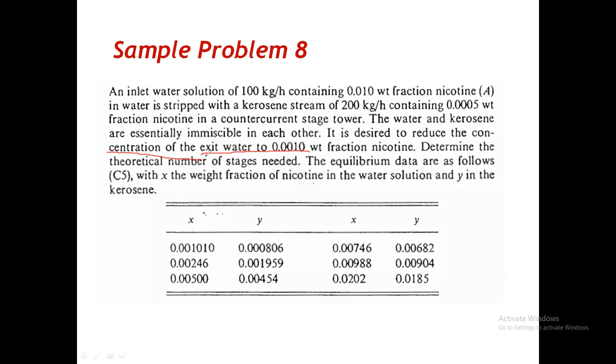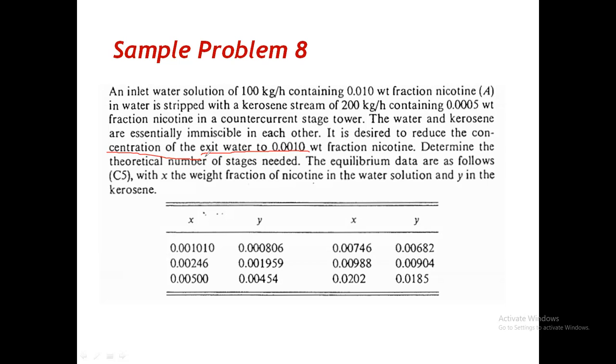So this refers to the composition of the raffinate. The exit water phase is the raffinate. The exit solvent phase is the extract. So we plan to reduce the concentration of this exit water to 0.0010 weight fraction nicotine. Determine the theoretical number of stages needed, and you are provided with the equilibrium data as follows, where X is the weight fraction of nicotine in the water solution and Y is that in kerosene.